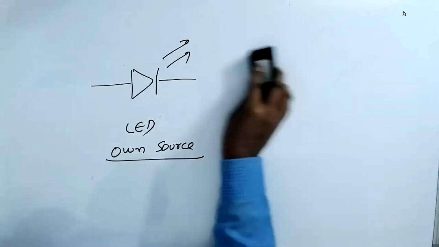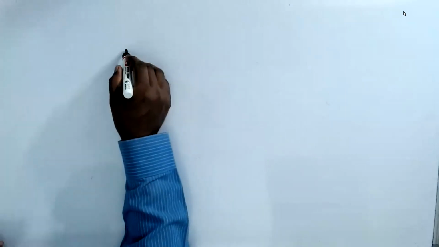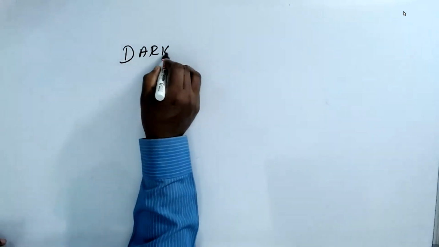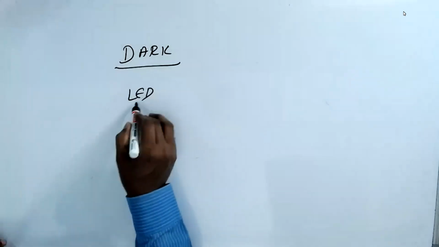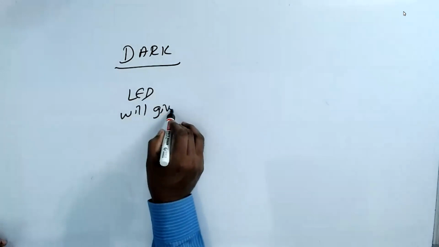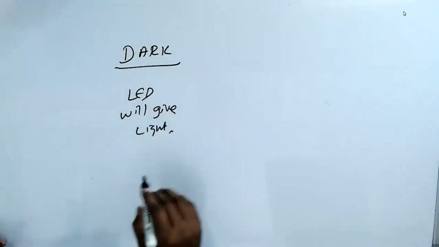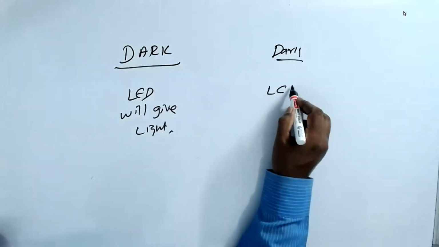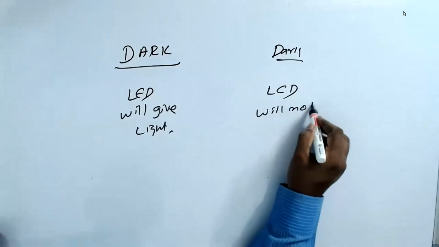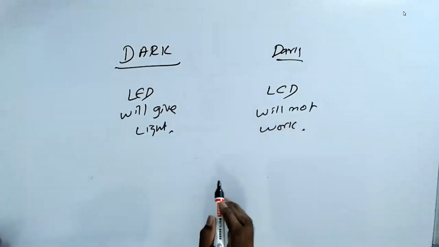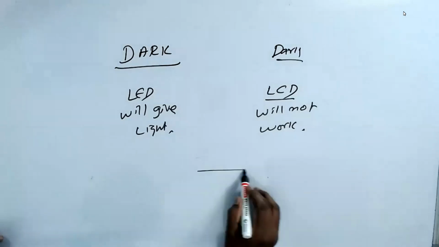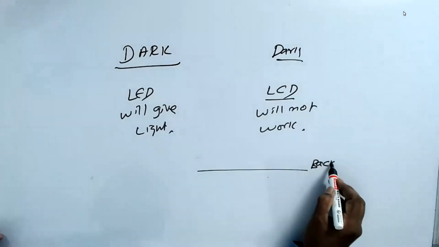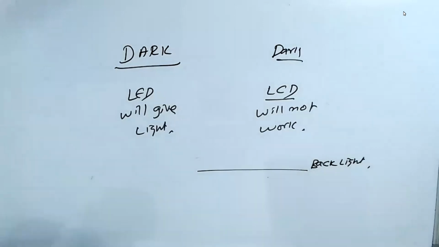So both are the same, but one problem is, when a room is dark, LED will give light. But when the room is dark, LCD will not work. That's why all LCDs have something called a backlight.